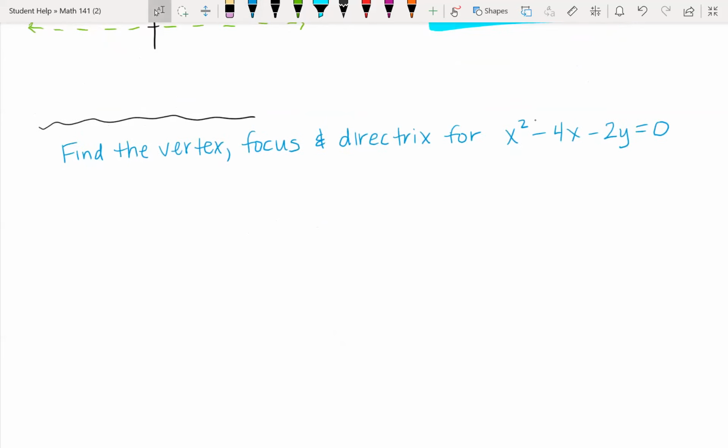The first thing that I want to do is separate the x and the y variables, and I will try to keep the squared term positive. So I'll keep that x squared on the left. I'll rewrite this as x squared minus 4x, and then I'll move the 2y onto the other side. I left a little space on the left, and you'll see why in just a moment. I know that I want the left-hand side to be of the format of x minus h squared. And so I'm going to go through a process of completing the square.